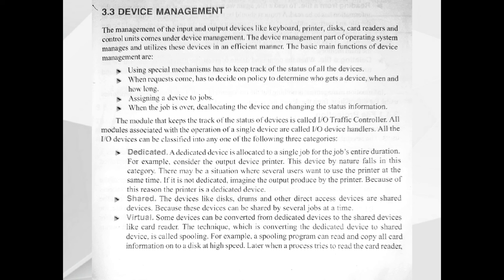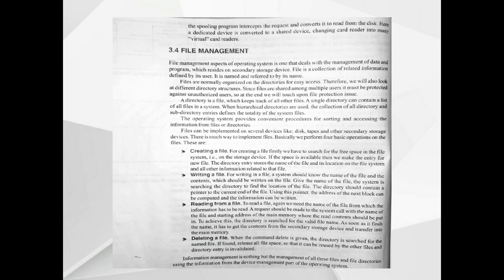I hope you have understood. A spooling program can read and copy all card information onto a disk at high speed. While the data is being read from the card reader, the spooling program will copy all of it onto a disk drive at very high speed. That's why you are able to extract the information faster. Later, when a process tries to read the card reader, the spooling program intercepts the request and converts it to read from the disk.